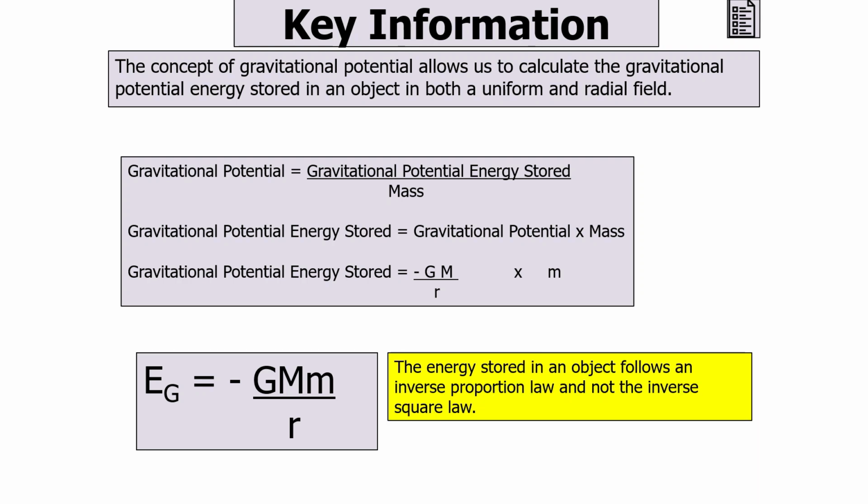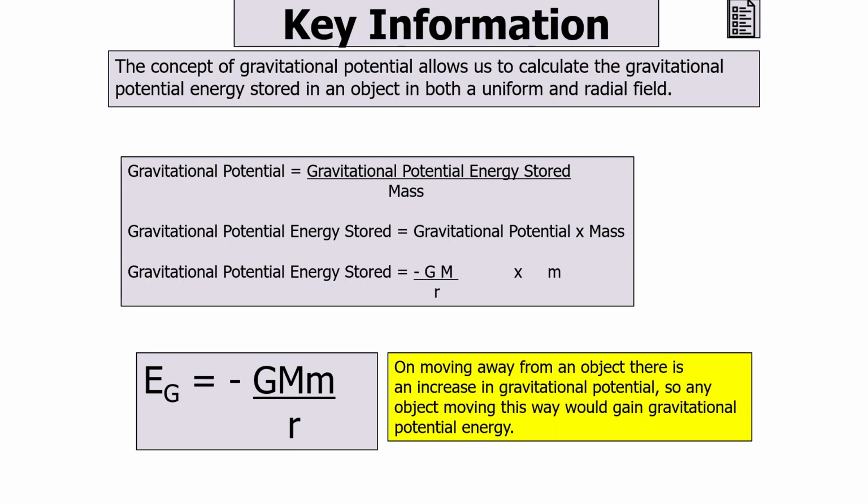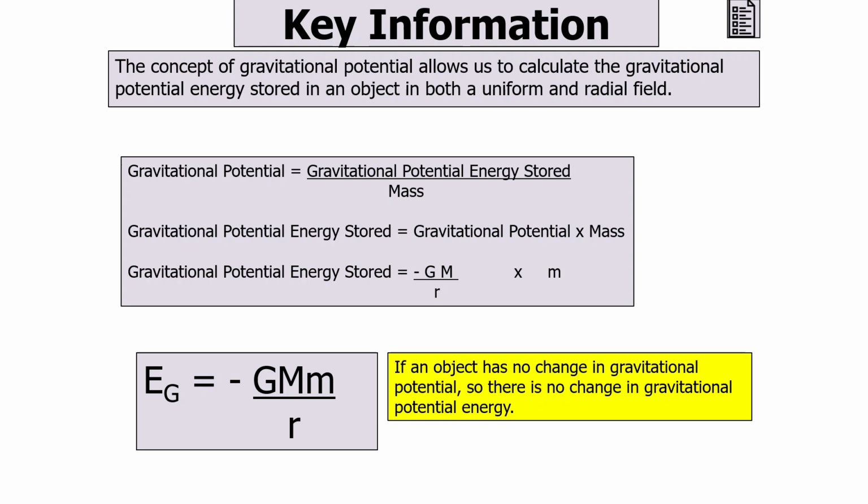Now, the energy stored in an object follows an inverse proportion law and not the inverse square law. On moving away from an object, there's an increase in gravitational potential, so any object moving this way would gain gravitational potential energy. If an object has no change in gravitational potential, there is no change in gravitational potential energy. Moving towards an object results in a decrease in both gravitational potential and gravitational potential energy.